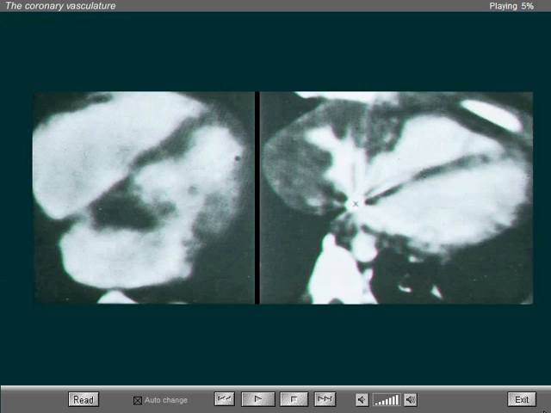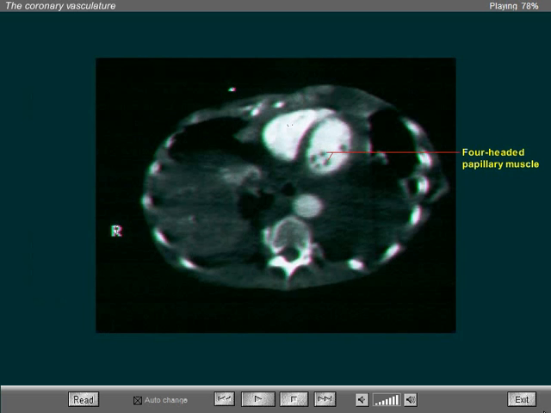Filling defects within the heart are commonly seen in contrast studies when we do computer tomography. The first one is a typical myxoma of the left atrium. The mass protruded into the left ventricle during diastole and went back to the left atrium in systole. These masses usually arise at the level of the interatrial septum close to the mitral valve. And in the second case, we note rounded filling defects that represent a four-headed papillary muscle. This is of no clinical significance.